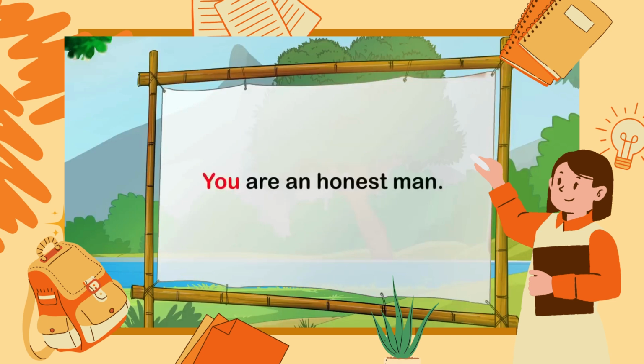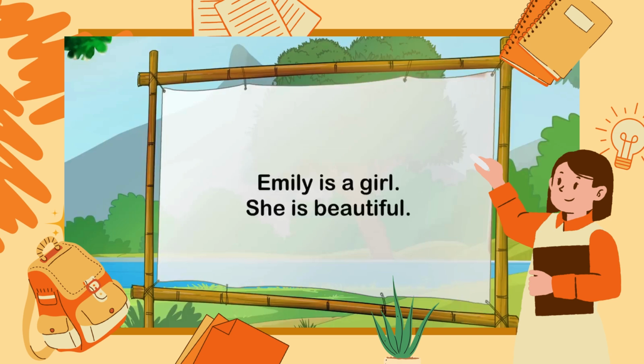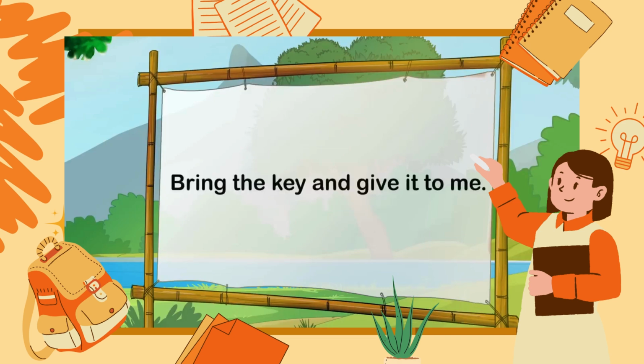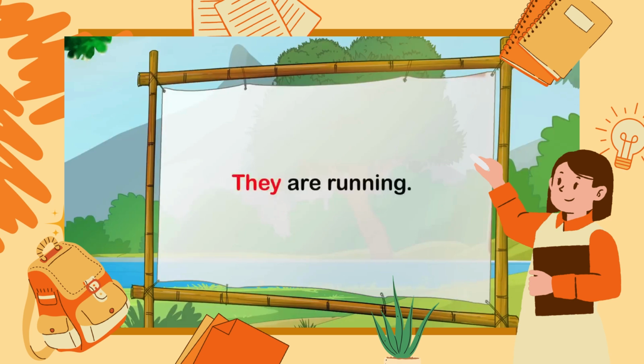You are an honest man. Emily is a girl. She is beautiful. Bring the key and give it to me. They are running. He bought a bicycle. It is blue. We are watching them.